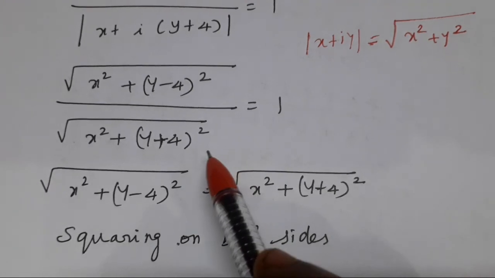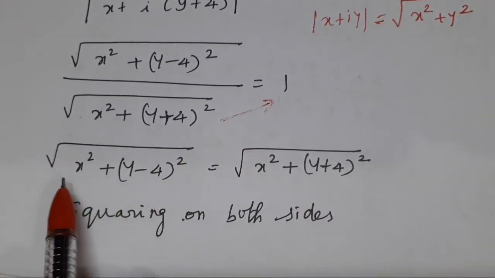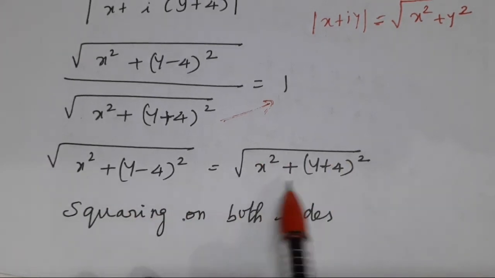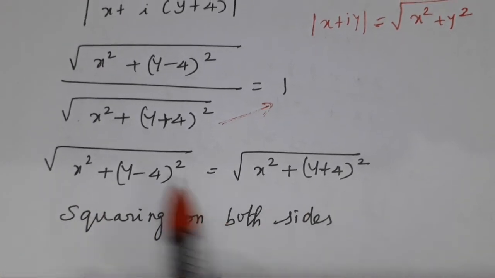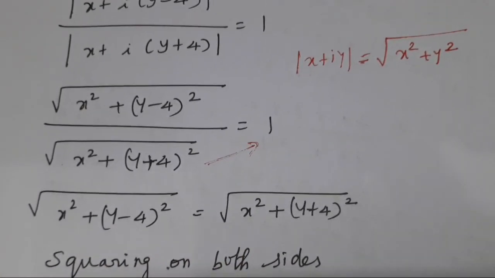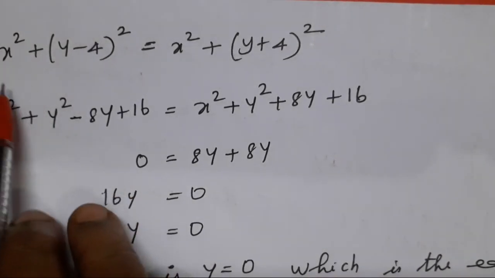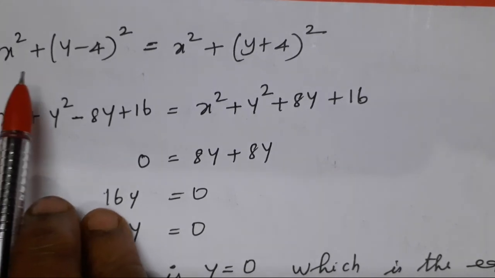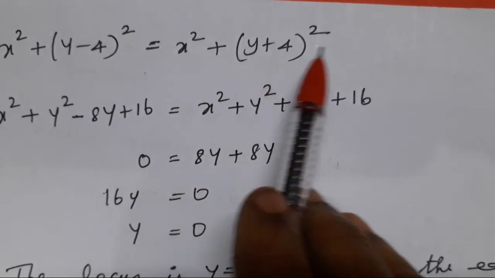Now we do cross multiplication. Multiplying with 1, root of x square plus (y minus 4) the whole square equals root of x square plus (y plus 4) the whole square. Now squaring on both sides, we remove the square root. After squaring on both sides, we get x square plus (y minus 4) the whole square equal to x square plus (y plus 4) the whole square.